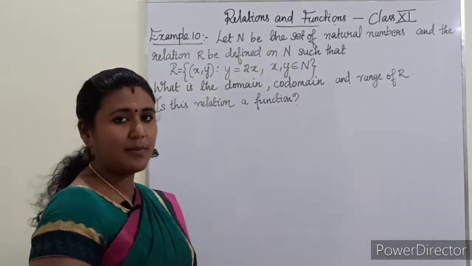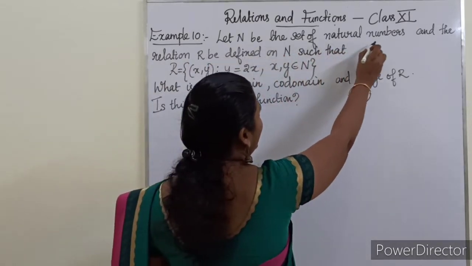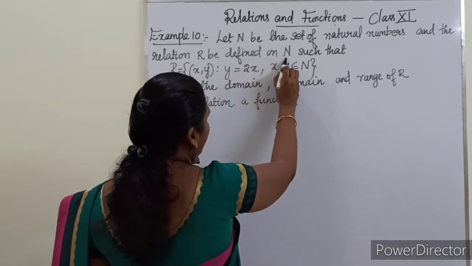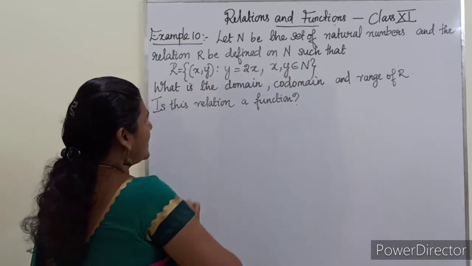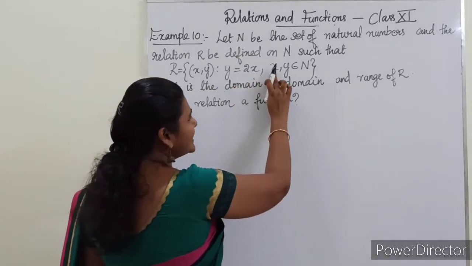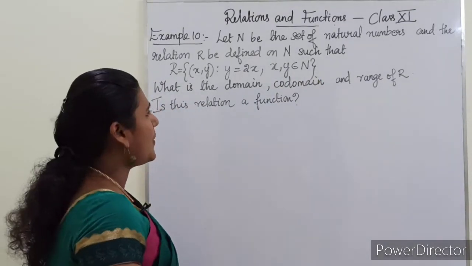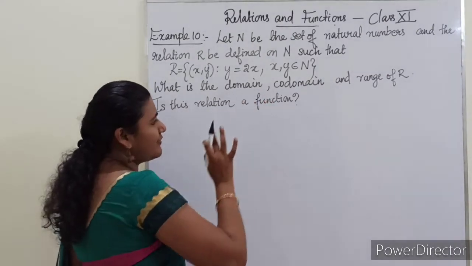Now we will see an example question. Example 10: let N be the set of natural numbers and the relation R be defined on N such that R is equal to the set of all ordered pairs (x, y) such that y is equal to 2x, where x, y belong to N. What are the domain, codomain and the range of R? Is this relation a function?